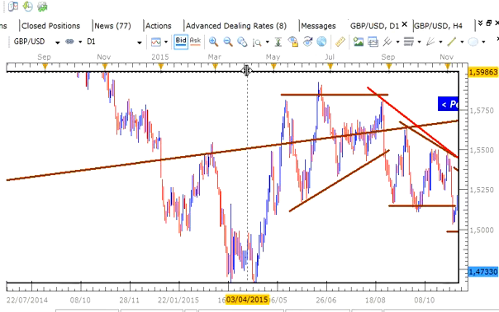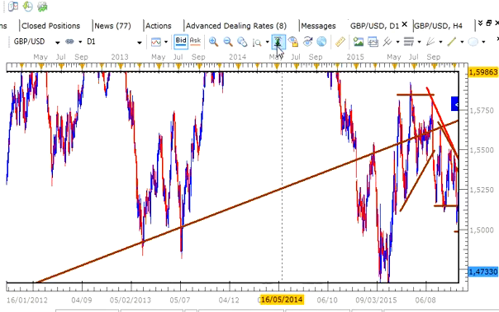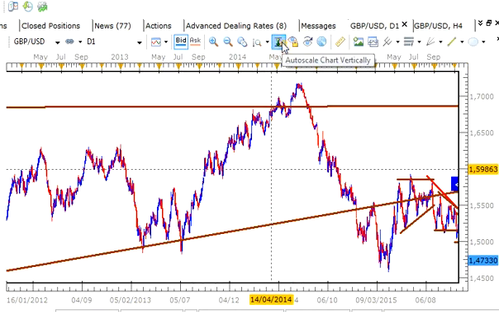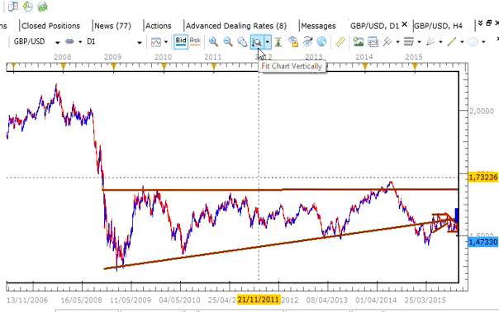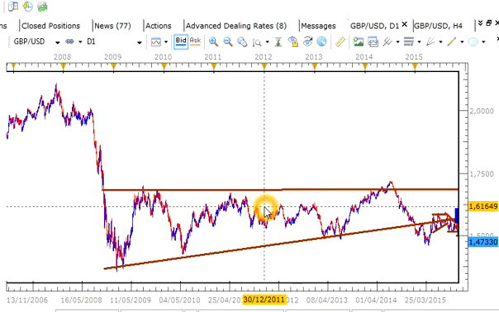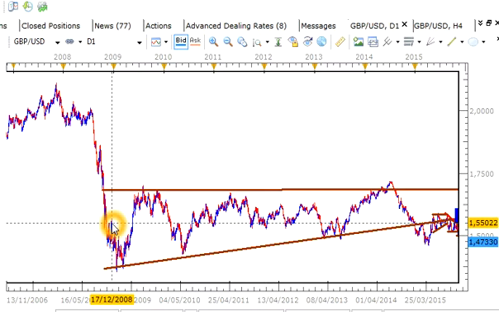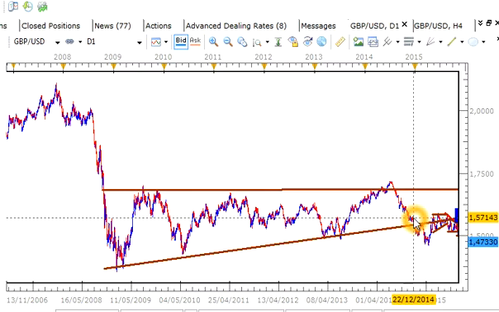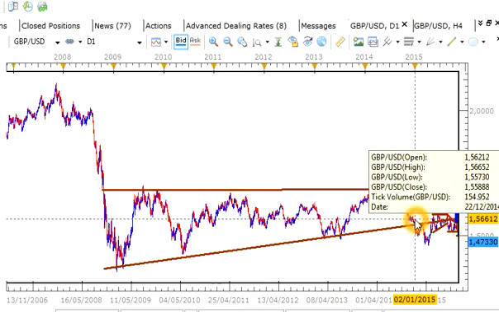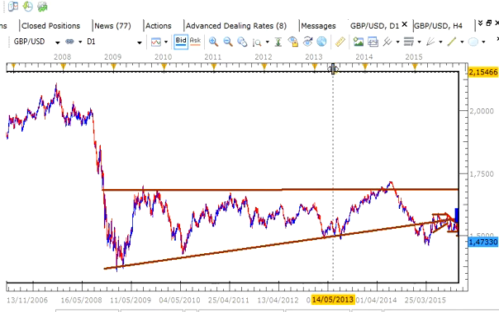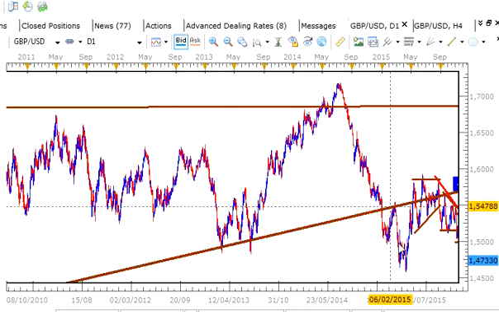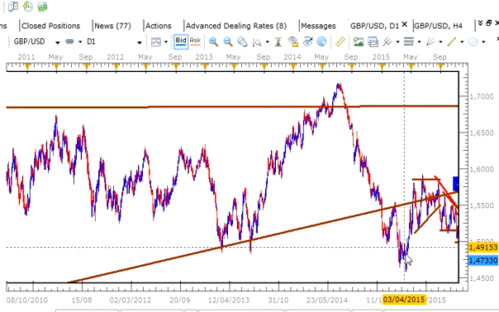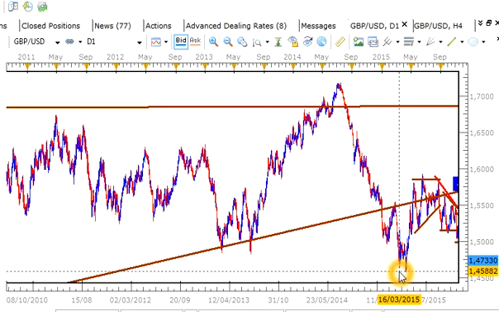Now the overall context of this setup is that of a breakout from a much larger pennant consolidation setup. Here you can see that we're actually breaking out of this large pennant consolidation that was formed between 2008 and 2014. As you can see here, the market initially attempted to break out and provided significant gains for the US dollar up to this area here.